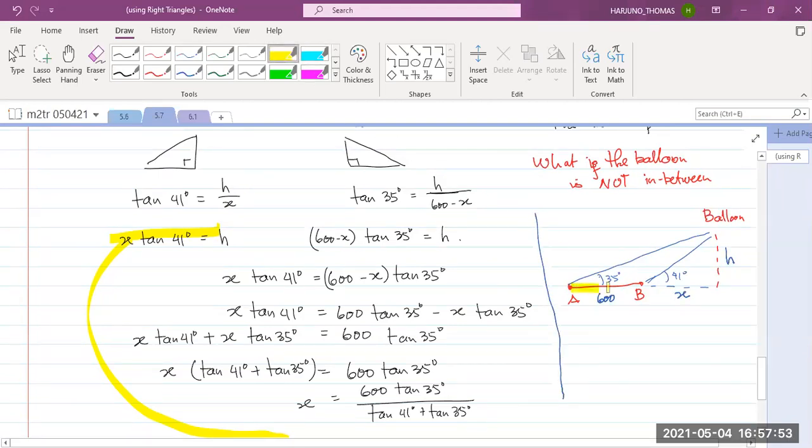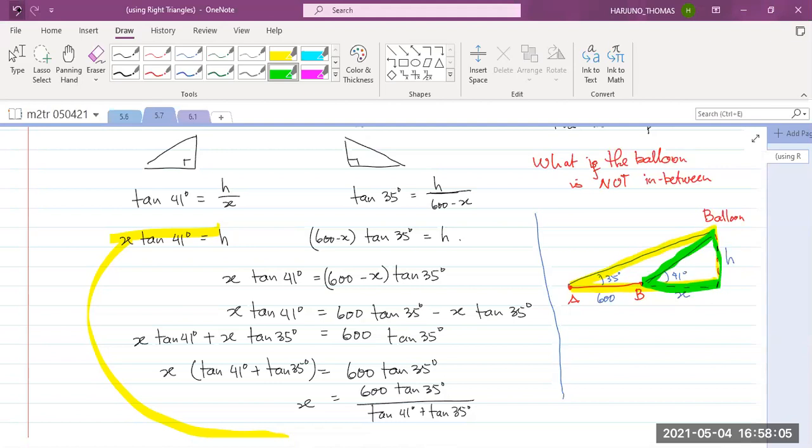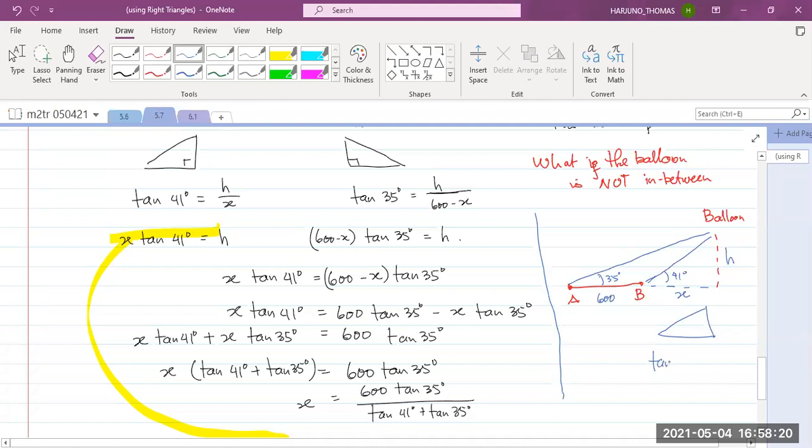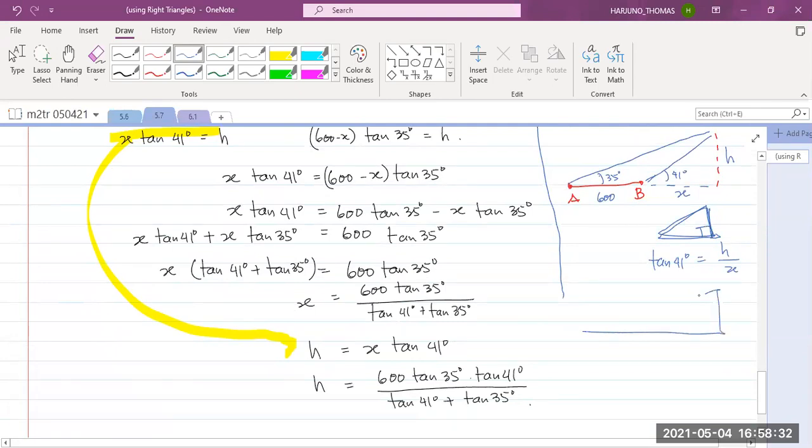So you will have two right triangles. This is one, and this is the other one. You see that? Now you set up the system of equations and then solve for x, then solve for h. Let me guide you. I will not do this in full, but I will just give you the equations you need to solve. For this triangle here, we get that tangent 41 degrees is h over x. While for the bigger triangle, we have tangent 35 degrees is h over 600 plus x. Now, those are the two equations you need to solve.